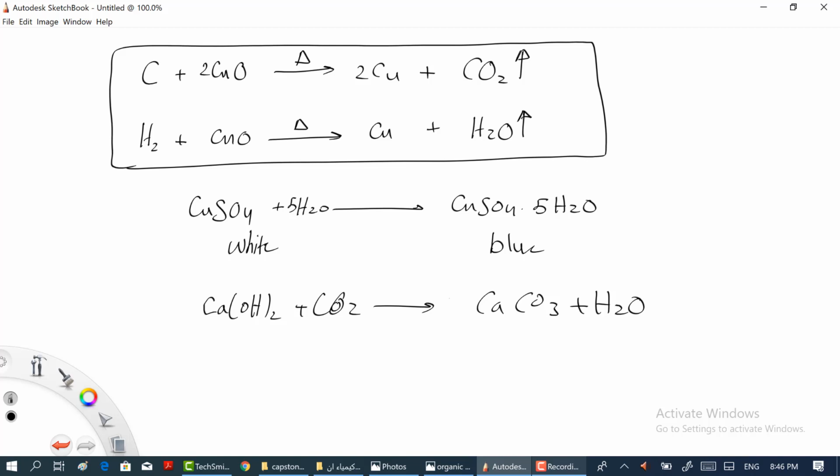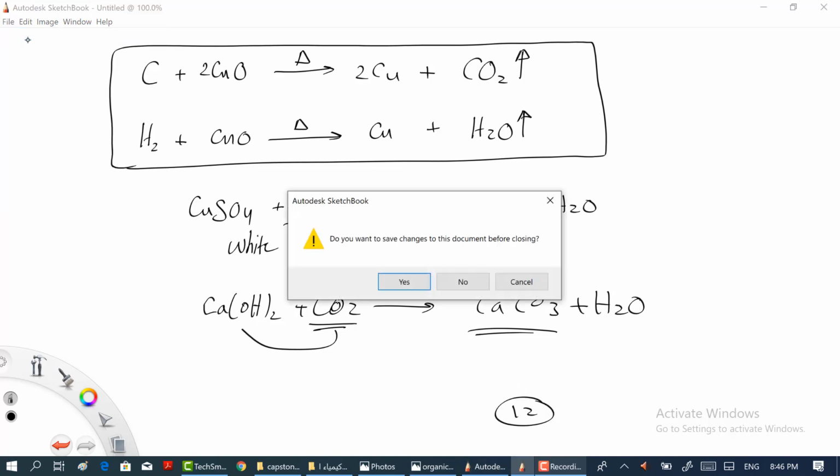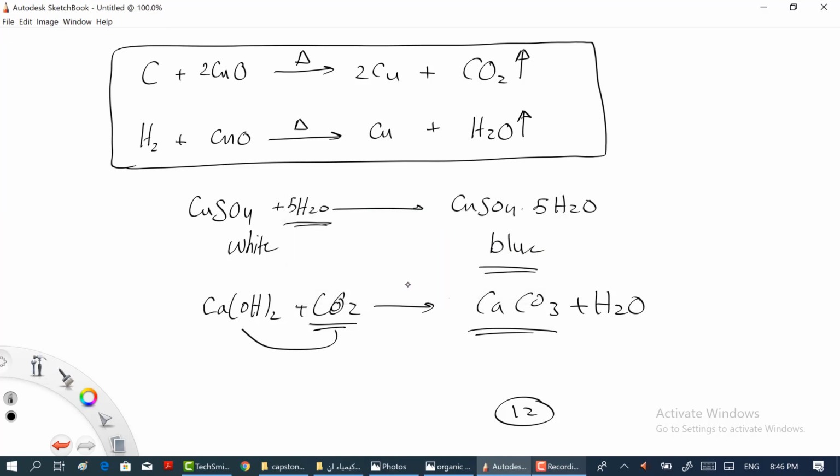We said that when the water vapor passes over the anhydrous copper sulfate, it changes into hydrated copper sulfate in the blue color, and when the carbon dioxide gas passes over the calcium hydroxide, the clear lime water turns turbid, calcium carbonate. At the last, we are going to talk about what is the difference between the organic compound and the inorganic compound according to the tables.